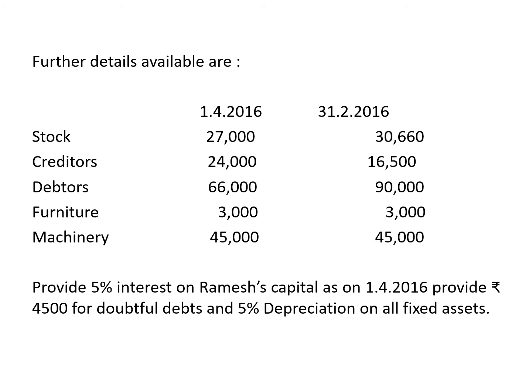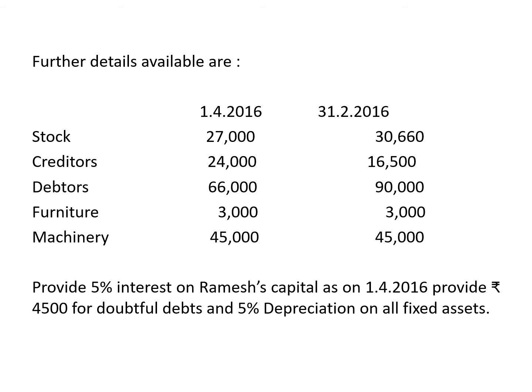Next, furniture 3,000 is given. So opening furniture will go to the opening statement of affairs, and closing furniture we have to take to the balance sheet. See if there is any depreciation we should deduct, or any appreciation we will have to add. They've given 5% depreciation on all fixed assets. So this 5% depreciation on furniture should be deducted in the balance sheet.